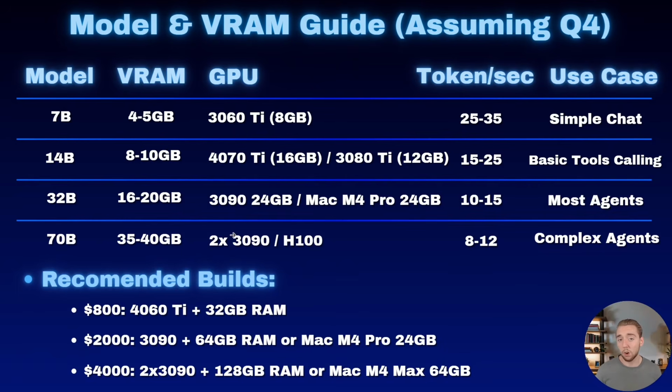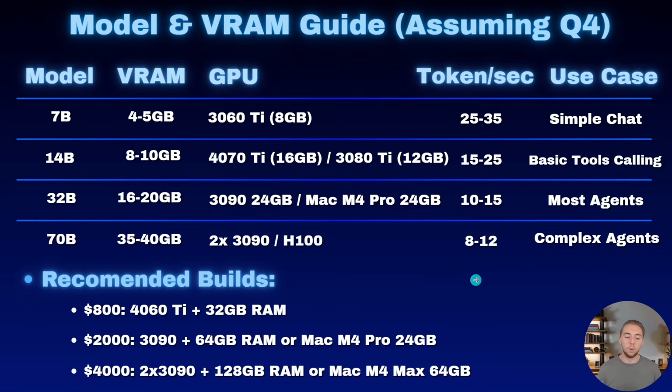And then if you're investing in hardware to run local AI, I have a couple of quick recommendations here. And a lot of this depends on the size of the model that's going to be good enough for your use case. And so I'll dive into some alternatives for running local AI directly if you want to do testing before you buy infrastructure. I'll get into that in a little bit, but recommended builds. If you want to spend around $800 to build a PC, I'd recommend getting a 4060 Ti graphics card and 32 gigabytes of RAM. If you want to spend $2,000, I'd recommend either getting a PC with a 3090 and 64 gigabytes of RAM, or getting that Mac M4 Pro with 24 gigabytes of unified memory.